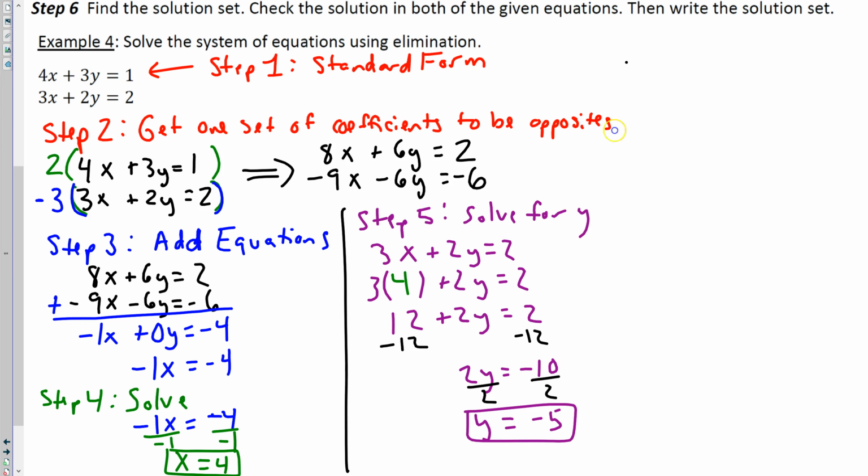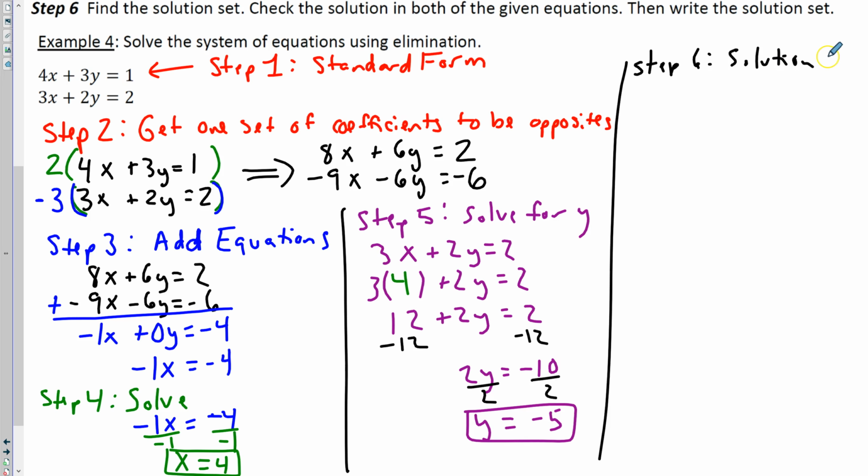Alright, so we have technically our solution. However, we need to write it out formally and also check it. So that's our step 6. This is our writing the solution, and then we'll check it as well. So the solution that we found written in the coordinate form is 4, negative 5. Or again, depending upon your situation, maybe it's okay to write it in the other format, which is x equals 4 and y equals negative 5.